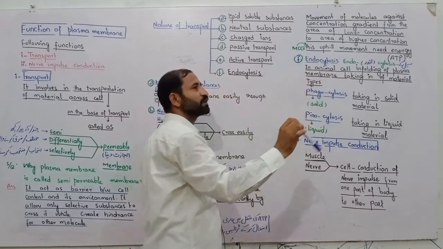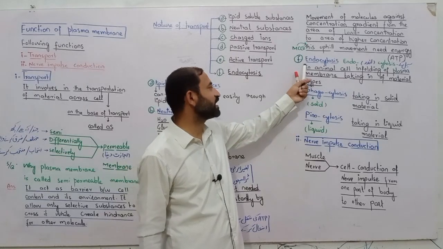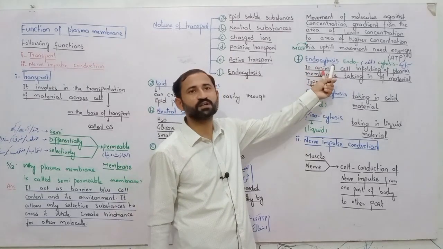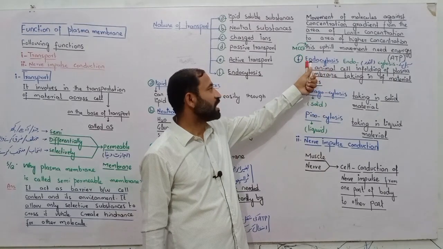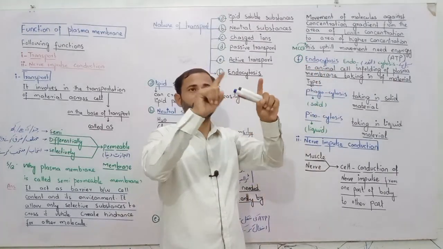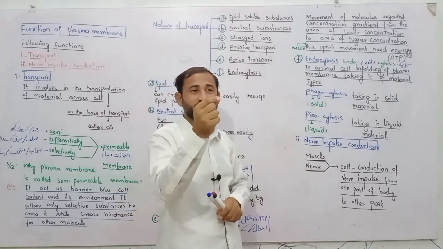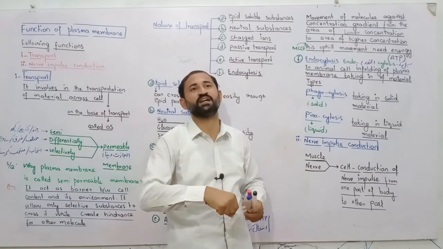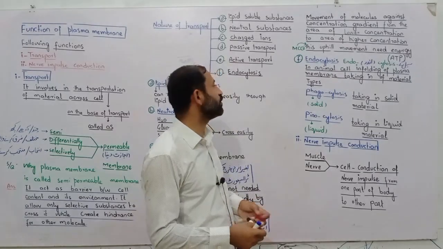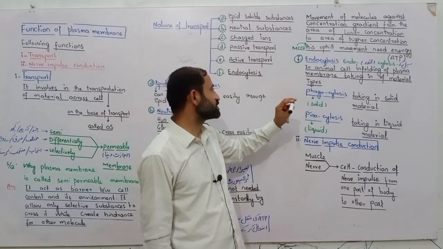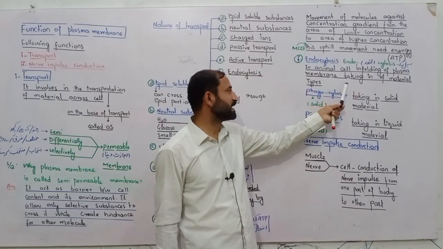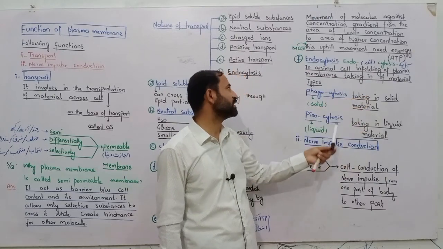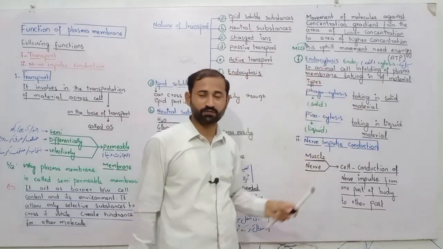Next one is endocytosis. Endo means inside, cytosis means cytoplasm or cell. So it is an eating process of the cell in which the cell membrane enfolds and takes material inside the cell. That's why it is known as endocytosis. In animal cells, enfolding of the plasma membrane and taking in of material is known as endocytosis.